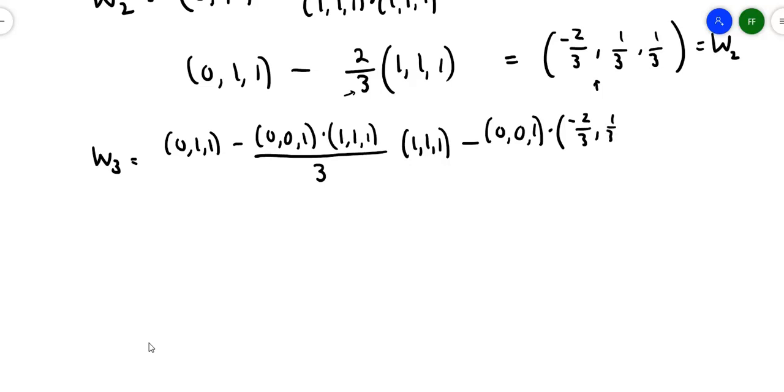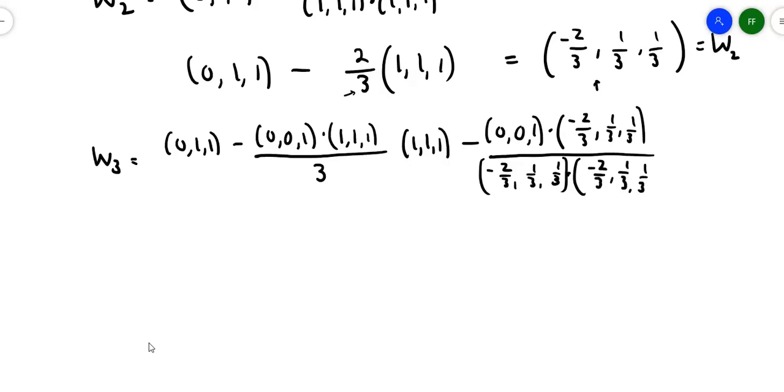Negative 2/3, 1/3, 1/3 over that vector times itself. So negative 2/3, 1/3, 1/3 dot negative 2/3, 1/3, 1/3. So it's going to be that times that vector W2. All right, so there's some fractions involved, but I think they'll work out nicely.